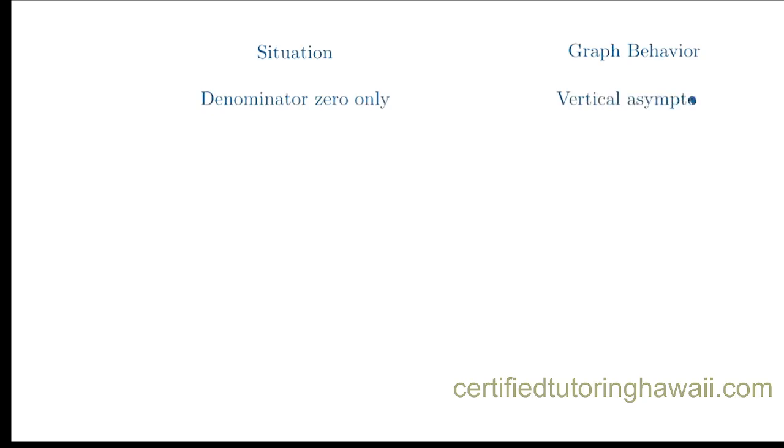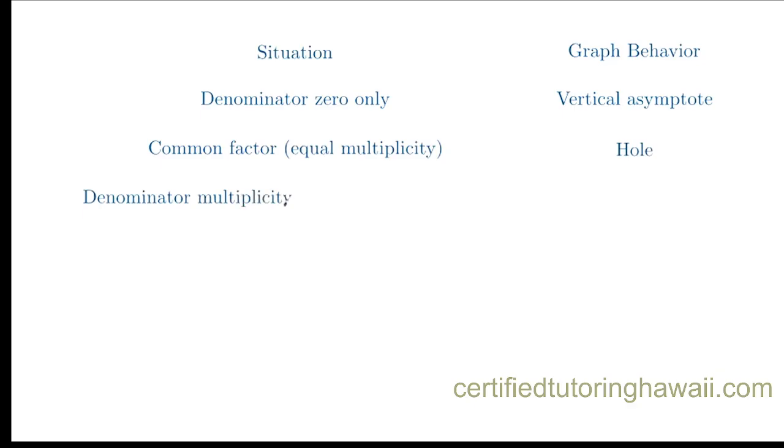Let's summarize everything we've learned with a concise table. This table will help you quickly determine what's happening at any real zero of the denominator. First, if a number makes the denominator 0 but not the numerator, you have a vertical asymptote. Second, if it makes both the numerator and denominator 0, and they share a common factor with equal multiplicity, you have a hole in the graph. Third, if it makes both 0, but its multiplicity in the denominator is greater than its multiplicity in the numerator, you have a vertical asymptote.